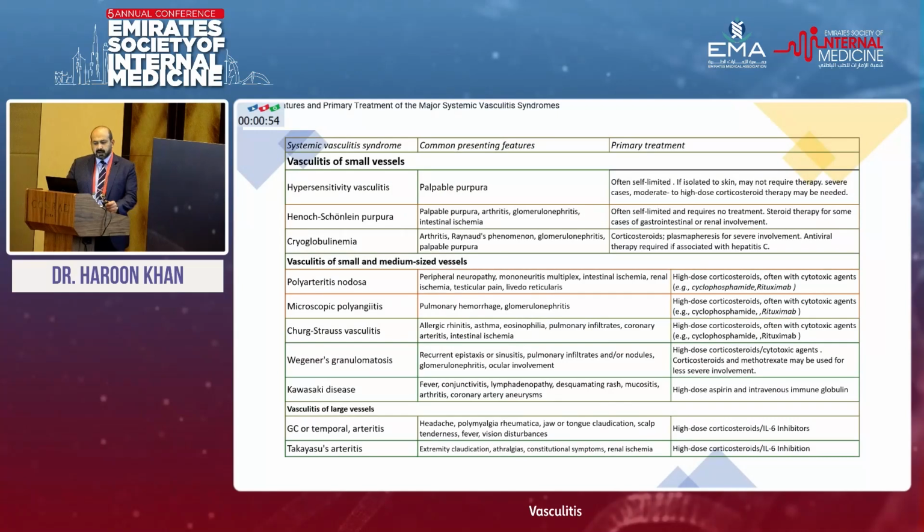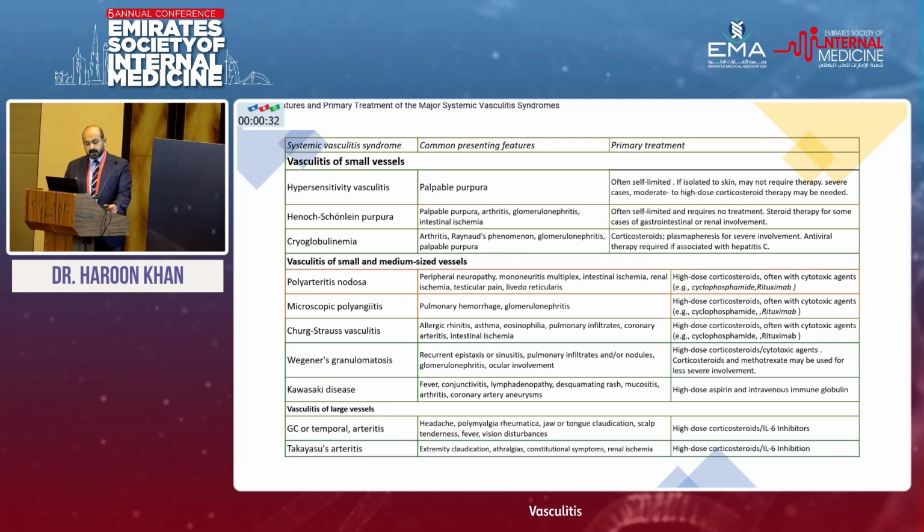So this is the slide I just wanted to show, a brief overview of the different kinds of vasculitis and the primary treatment. As I've said, most of them will need steroids except for Henoch-Schonlein purpura. Initially, it's mostly self-limiting. And then depending upon which organs are involved, you will choose the therapies accordingly. And then ultimately, most of them will be on long-term disease-modifying agents.